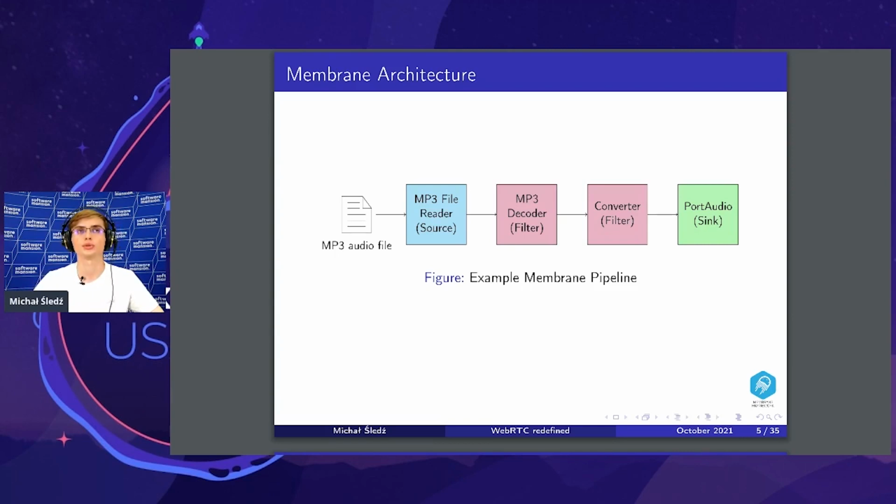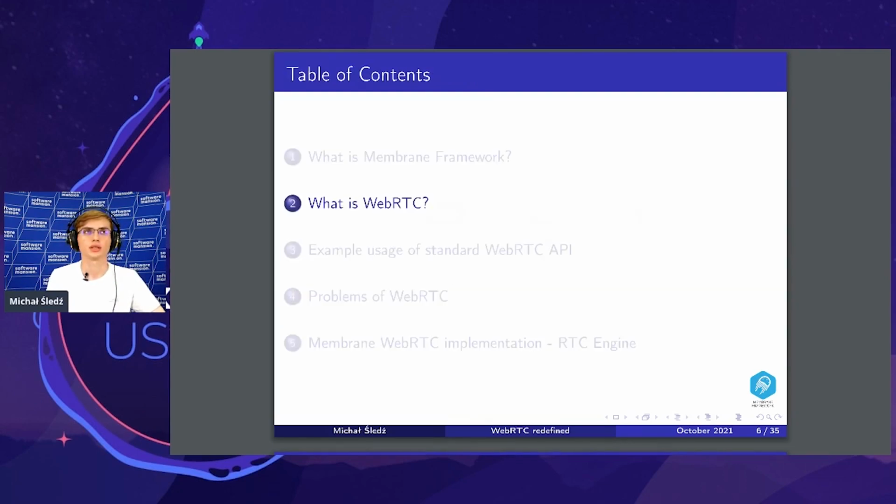A sink is the opposite of a source. It receives data from other Membrane elements and saves this data to a file or sends it through the network. There are also bins, but they are out of scope of this presentation. They are mostly used for logical purposes to group some Membrane elements. So this was a quick intro into Membrane Framework, and next we can move to the WebRTC standard.